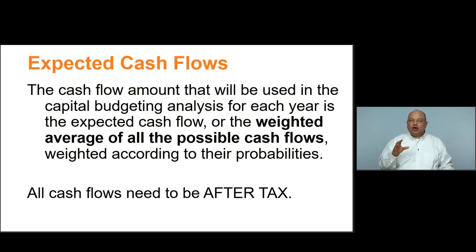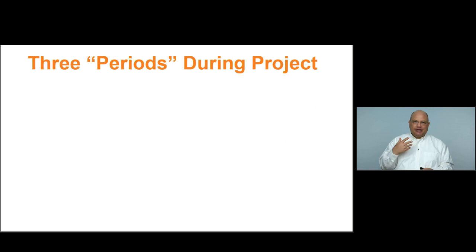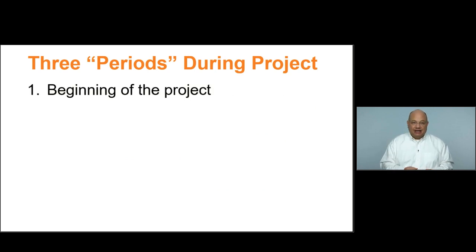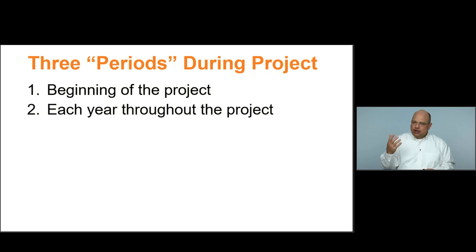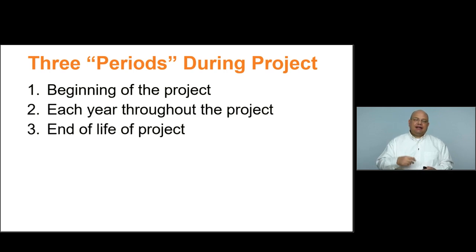Okay, the next one we'll go through with actual numbers and examples, and so hopefully that will help bring this theory, what we're talking about here, into very specific, see how it works in action. There are 3 periods that we need to look at during the project. Those 3 periods are the beginning of the project, then each year throughout the project, and then the end of the life of the project, at the end of the project.